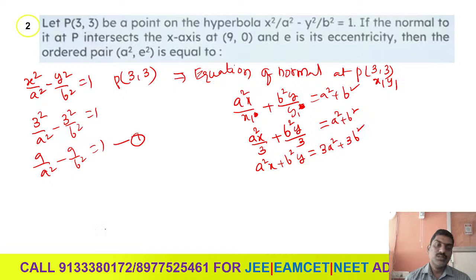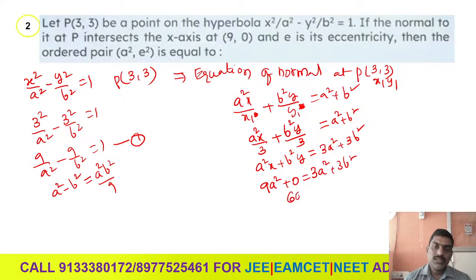And here from equation number 1, a square minus b square, and x equal to 9. Then you get 9a square plus 0 is equal to 3a square plus 3b square. From this we can get 6a square is equal to 3b square. Then from this we can get b square is equal to 2a square.